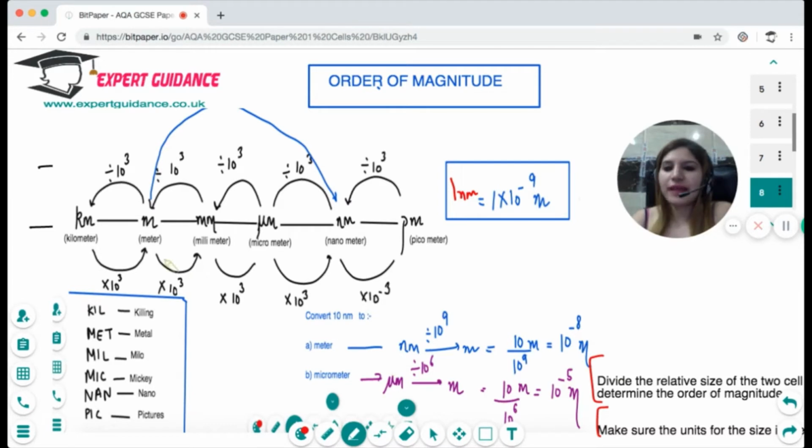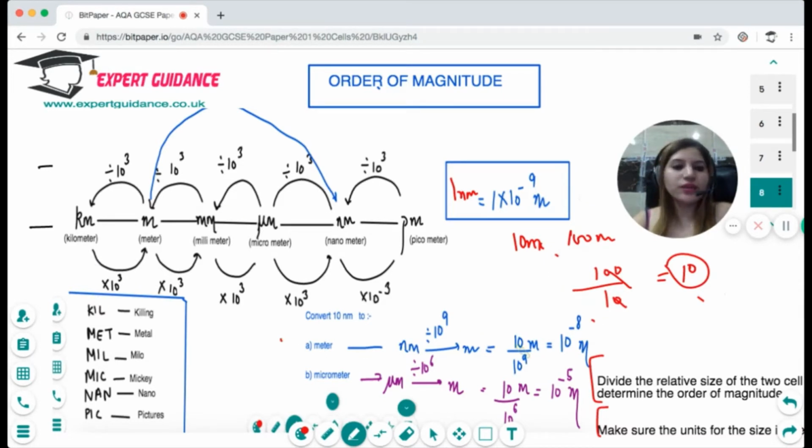So for example, if one cell is, let's say, 10 meters, and the other cell is, let's say, 100 meters, right? So you divide the two sizes, so you will get the answer as 10. So it means that one cell is in the order of magnitude 10 larger than the other. Okay, so for that, it is very important that the units are the same. So in the exam, they can give you one in meters, another in nanometers, one in micrometers, another in millimeters. So you should remember this conversion.